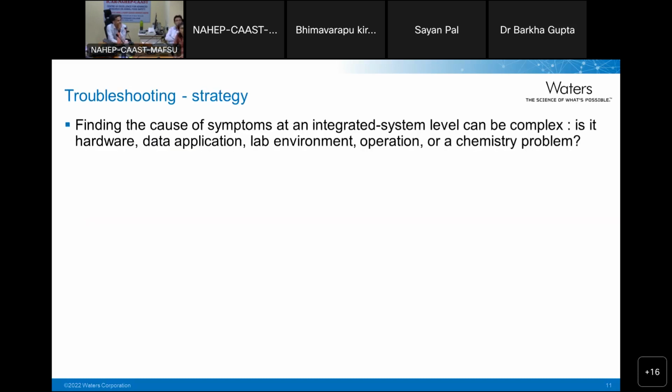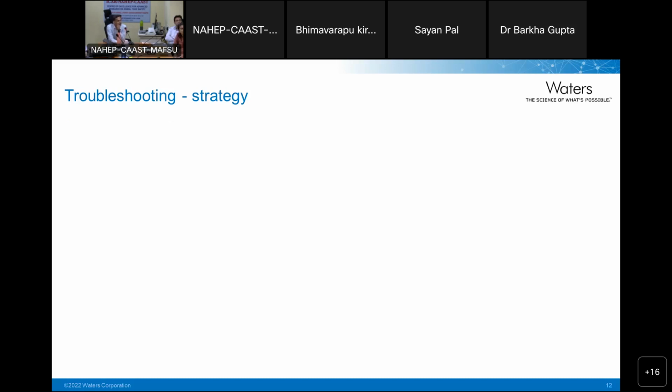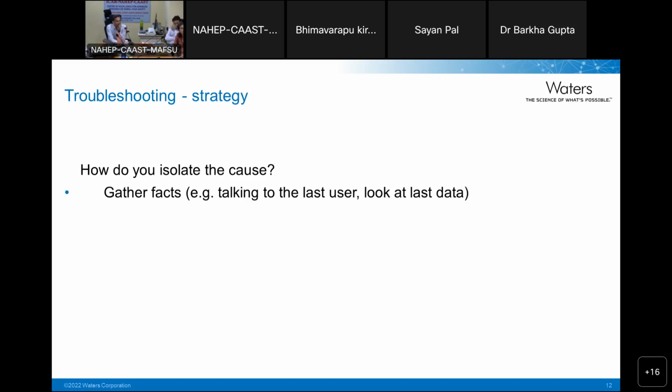The strategy that you can follow is, how do you isolate the cause? Gather the facts. For example, talk to the last user who has done the last experiment. Look at the last data, and you can find out certain information from that. For example, if there is a flow related issue, you can monitor the pressure during the last experiment that was run. From that experiment, when the problem started and what was running at that point of time, you can make some inferences and then start the troubleshooting part.